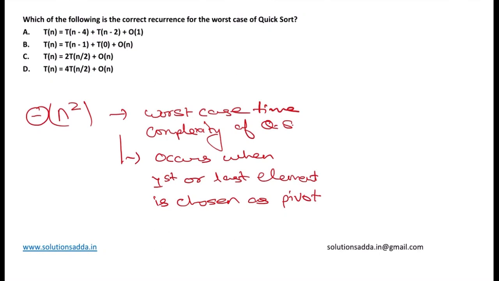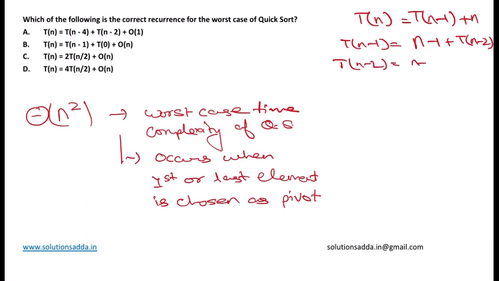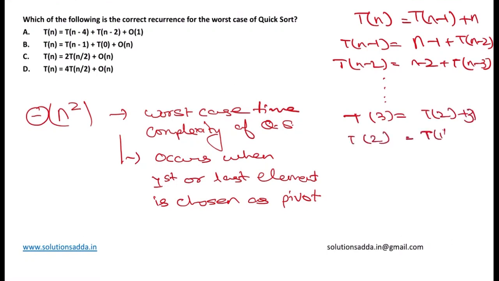Now from the given recurrence relations, when we observe the second recurrence relation, that is T(n-1) + T(0) + order of n, its equation stands like T(n) = T(n-1) + n, T(n-1) = n-1 + T(n-2), T(n-2) = n-2 + T(n-3), and this continues till T(3) = T(2) + 3, T(2) = T(1) + 2, and T(1) = 0.